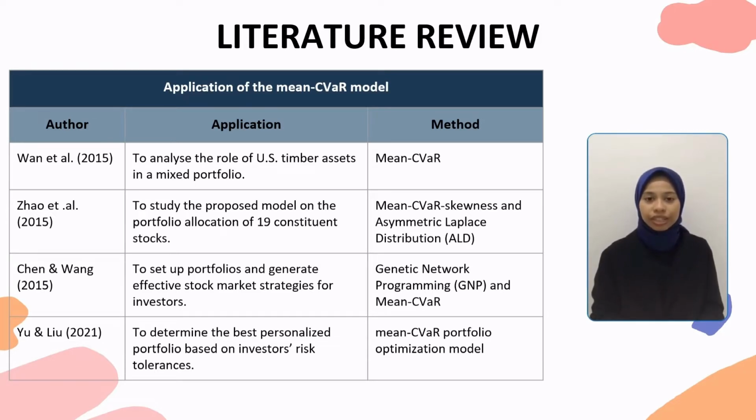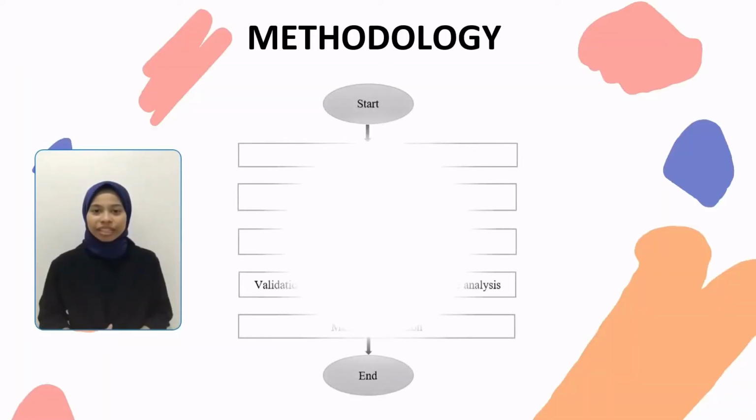Chen and Wang in 2015 combined GNP and Mean-CVaR to construct portfolio and generate effective stock market strategies for investors. They claim that the proposed model could improve the efficiency of the traditional GNP. Next, Yu and Liu in 2021 developed a Mean-CVaR portfolio optimization model to determine the best personalized portfolio based on investors' risk tolerance. Next is the methodology.